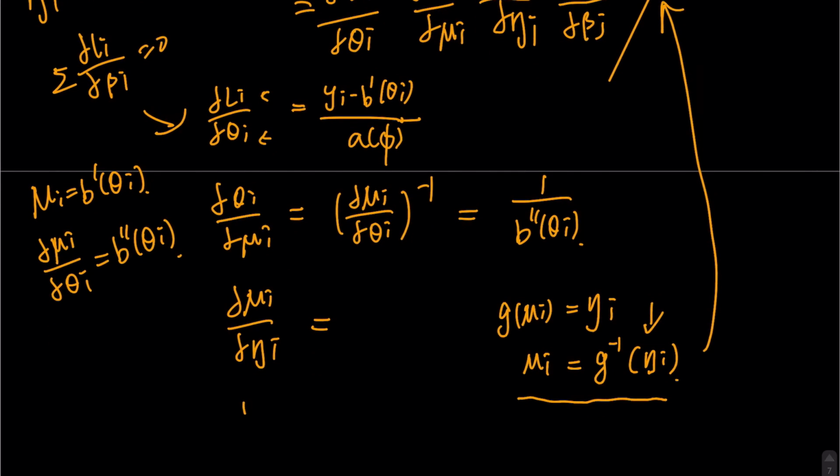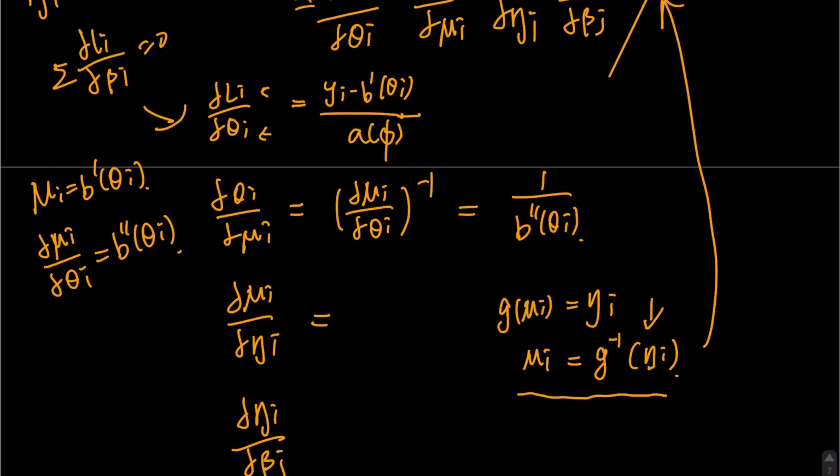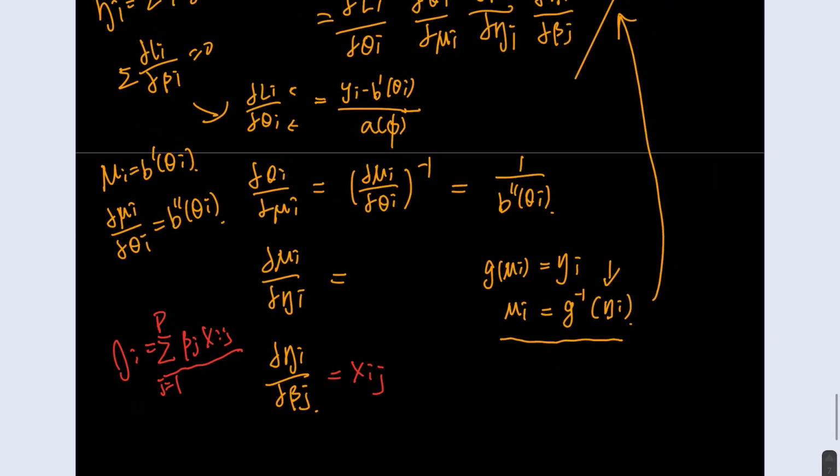Then the last part, d eta i d beta j. This should be very easy because eta i is equal to the sum of beta j x_ij, j from 1 to p, let's say. So when you take the derivative of this linear combination, only x_ij will be left. All the other x_i terms are not related to beta j.